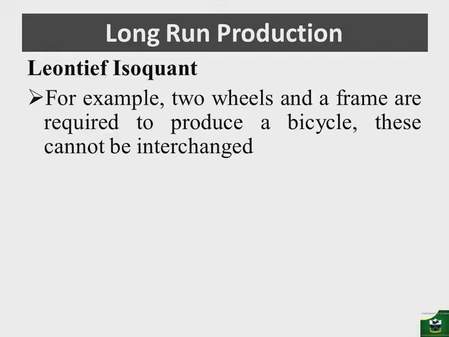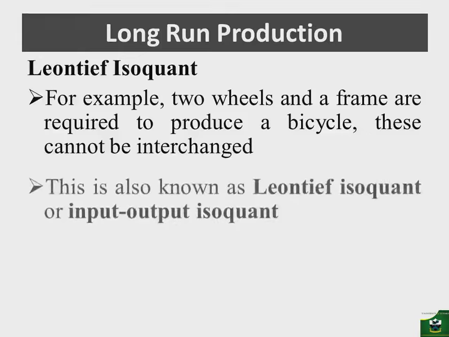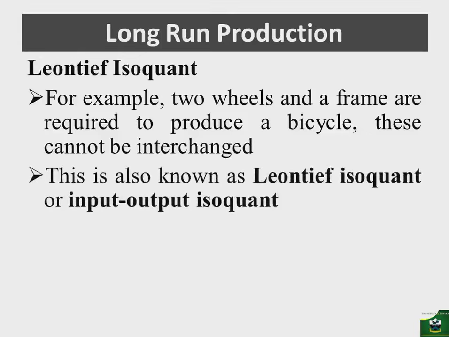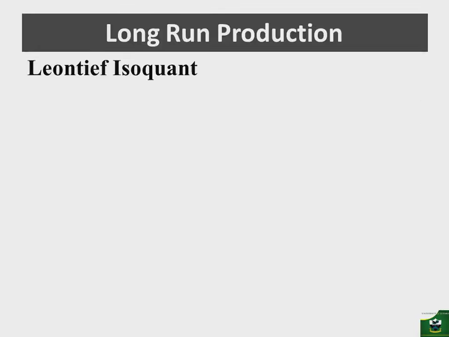Two frames and 1 wheel will not help you make a bicycle. So we should understand the principle of fixed proportion, because the inputs will be brought in such a manner and the production will not be substituted. This is known as the Leontief isoquant or the input-output isoquant.